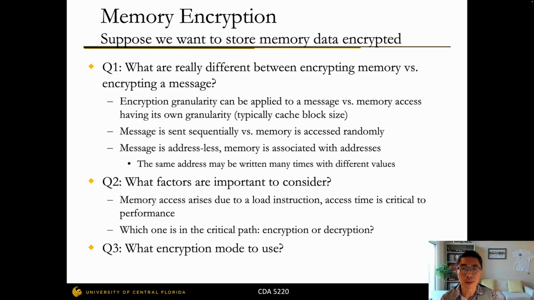Finally, the most important question is, what kind of encryption mode should we use? To answer this question, we have to consider that the memory access is random, and also that the encryption or decryption time may be added to the critical path. Those are two of the most important considerations for this.